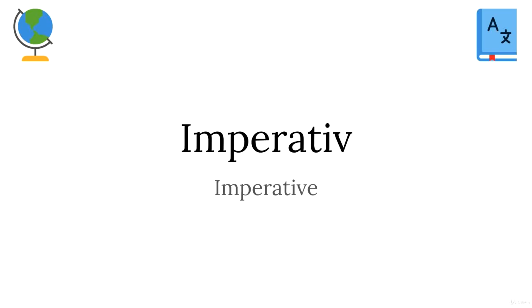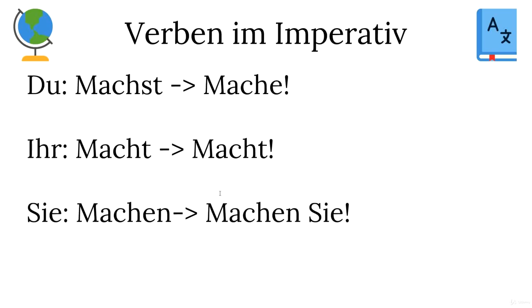Today we are going to learn more about the imperative, or Imperativ. This is when you want to tell someone to do something. For example, play or sleep or go, when you are ordering someone to do something. Most of the verbs are the same.